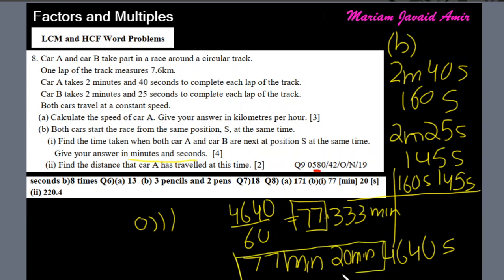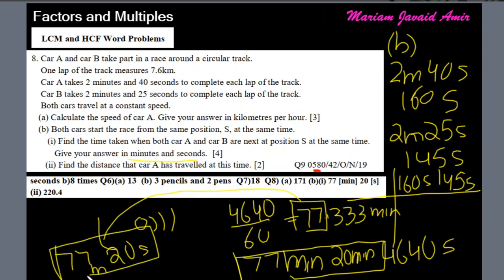Another way of doing it is, we got 77 whole minutes, so we get 77 minutes, then you have 77.33333 flashing in your calculator. You'll subtract 77 from it and we get 0.33333 minutes. To change this into seconds, simply multiply this by 60 and you'll get 19.99999, which rounded off gives 20 seconds. So we're getting 77 minutes and 20 seconds.